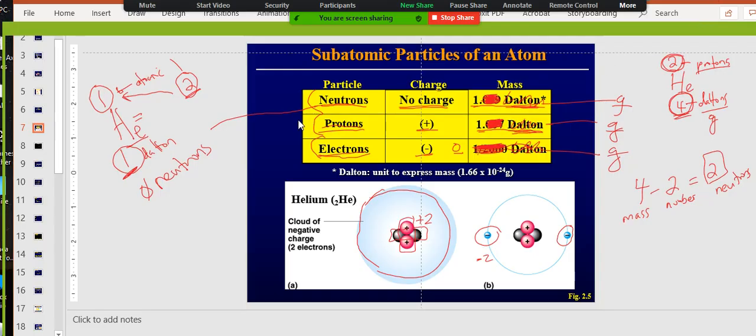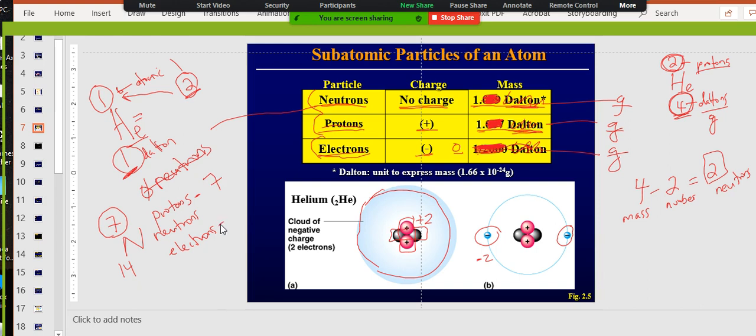So let's just write it down. Nitrogen, its number is 7, its mass is 14. So let's try to figure out how many protons, neutrons, and electrons there are. Okay, let's start with protons. It's easy. It's the same as the atomic number, right? So we know it has 7.